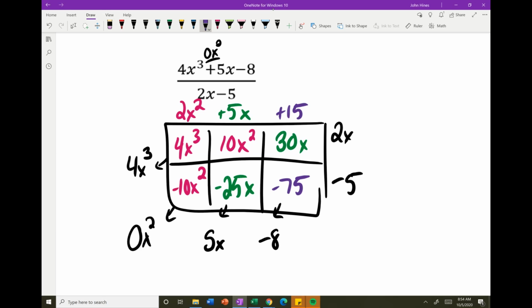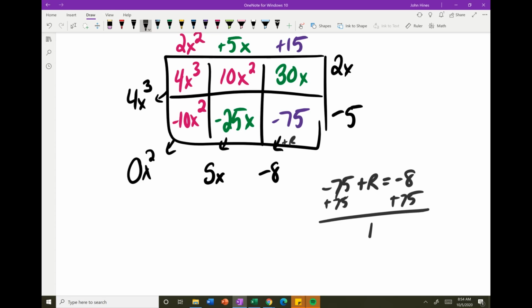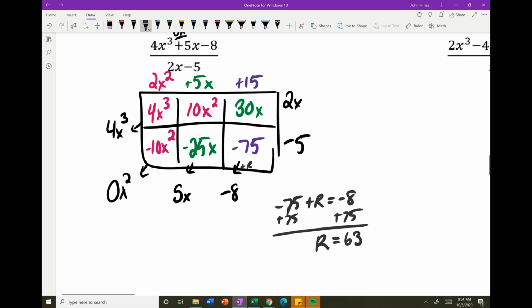I'm at negative 75. So maybe it's helpful to write a little equation. I'm at negative 75, and I need a remainder to get me to negative 8. It's kind of a little equation you can solve. Negative 75 plus r gives me negative 8. So if I add 75 to both sides, that gives me my remainder of 63. Positive, I need to go up 63 floors.